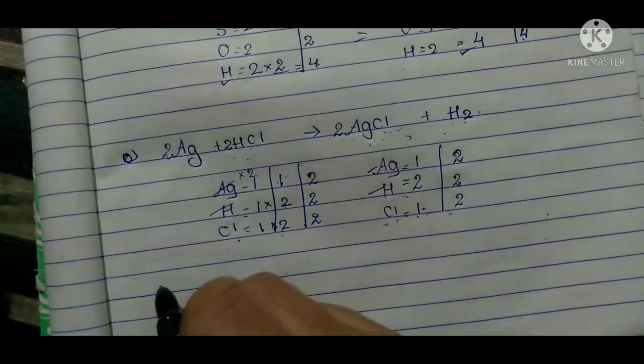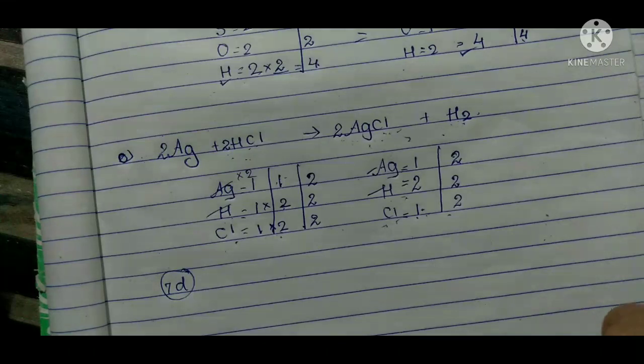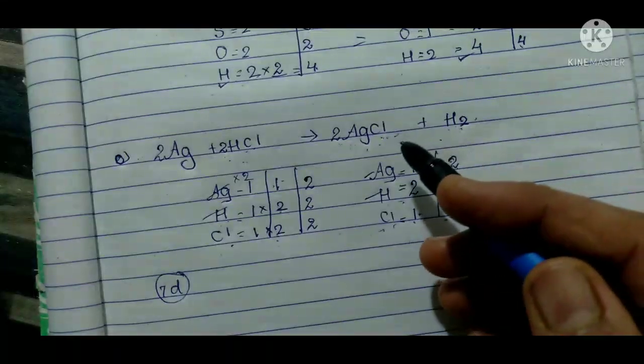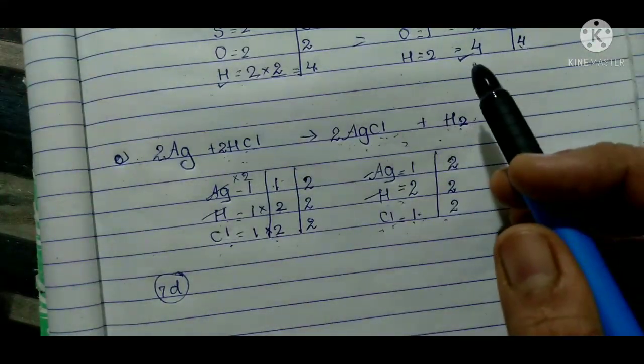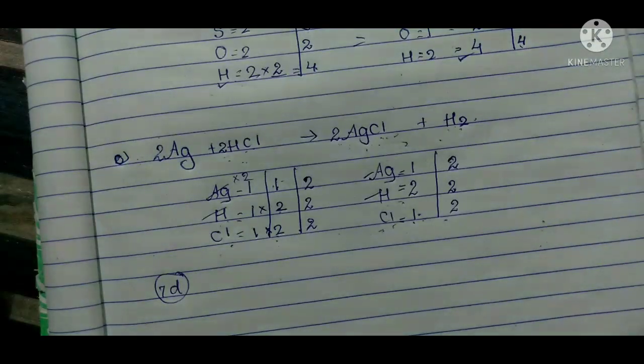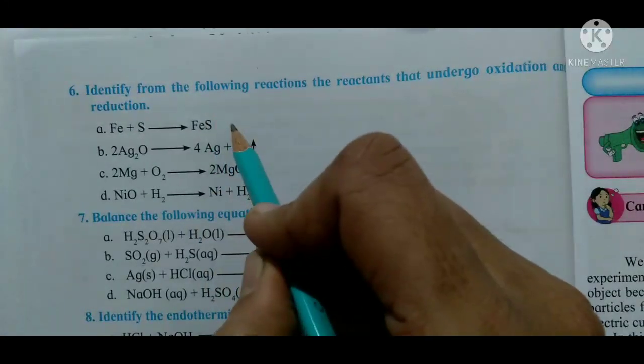The fourth one, 7D, we have already done. So you solve it by yourself and see whether you can balance the equation. There are more reactions in your textbook. You can take any reaction from your textbook and practice, and we will solve some other reactions during our online class. Let us solve some of the questions given in your textbook.